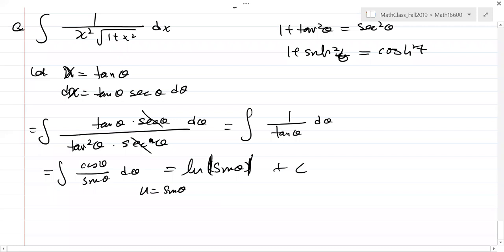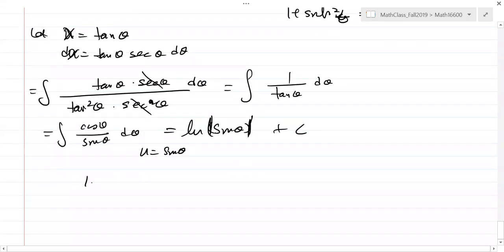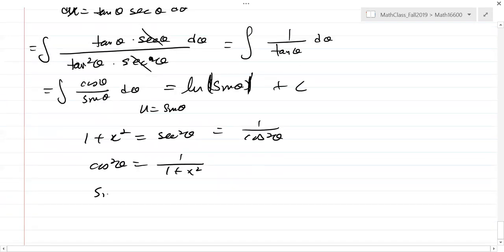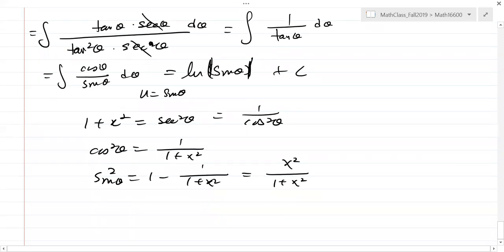I know 1 plus x squared equals secant squared theta, which is 1 over cosine squared theta. So I can get cosine squared theta, then from here I can find the sine squared theta. Then I got x squared over that. Then for the absolute value of sine theta, you just take the absolute value of this.